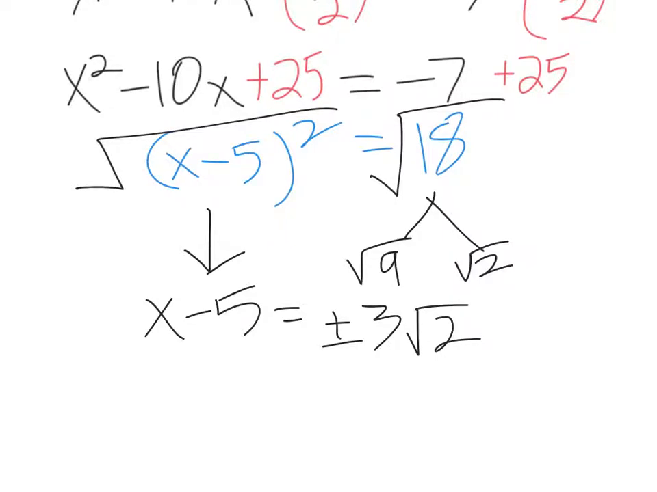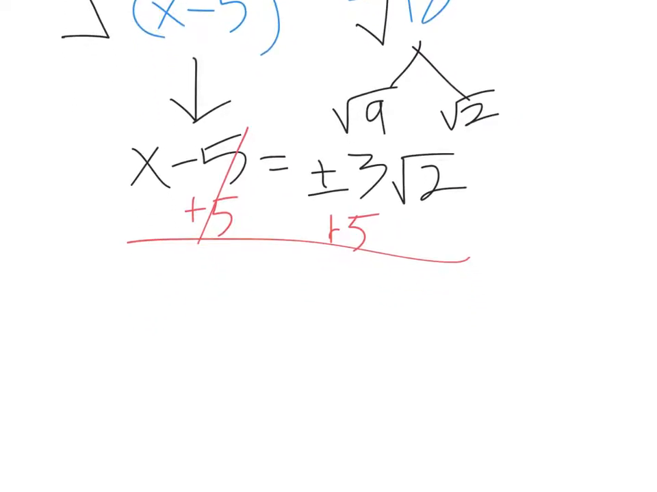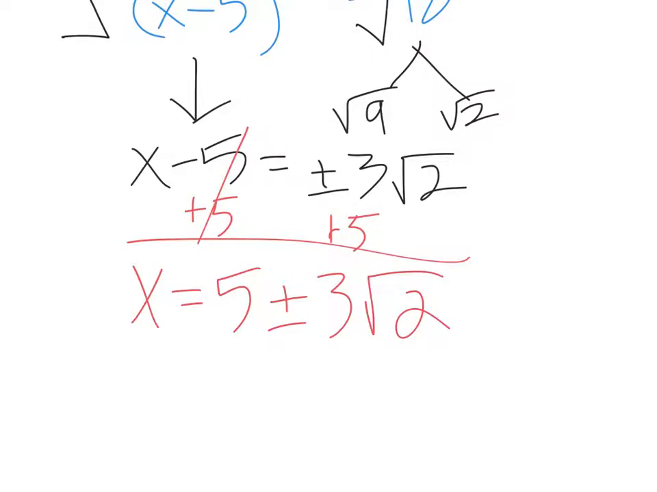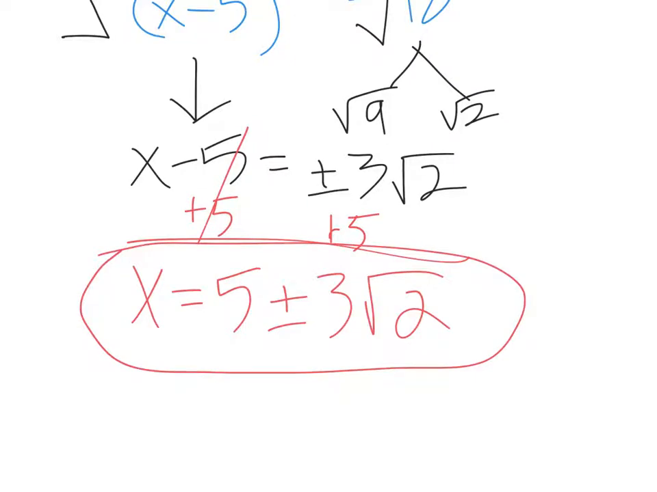And then after you get that, you can just add 5 over to the other side. And then what you'll want to do is put that in front. So you'll say x equals, so it was positive 5, or I was plusing 5, so that's the same thing as a positive 5. And then I'll put plus or minus 3 square root 2. And oftentimes this is good enough for your final answer, but your teacher may ask you to give him or her the rounded answer.